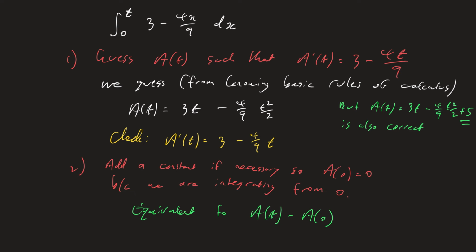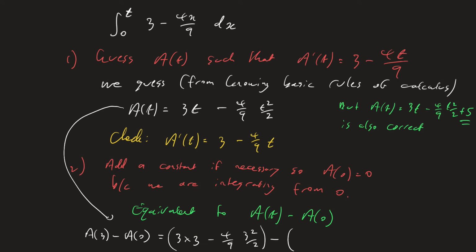Today's question explicitly asks for the area from 0 to 3, so we want A of 3 minus A of 0. And so now we just substitute using the A that we found in here to get 3 times 3 minus (4/9) times 3 squared on 2, minus, and then A of 0, same thing, but that's just going to be 0 minus 0, and we end up with the same answer of 7.